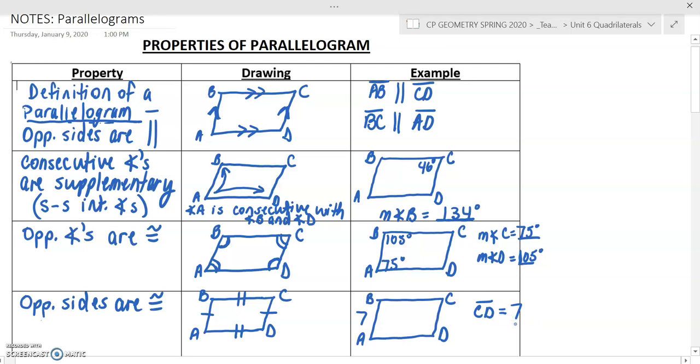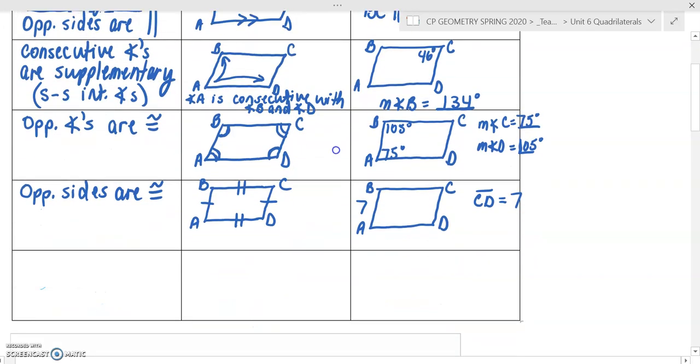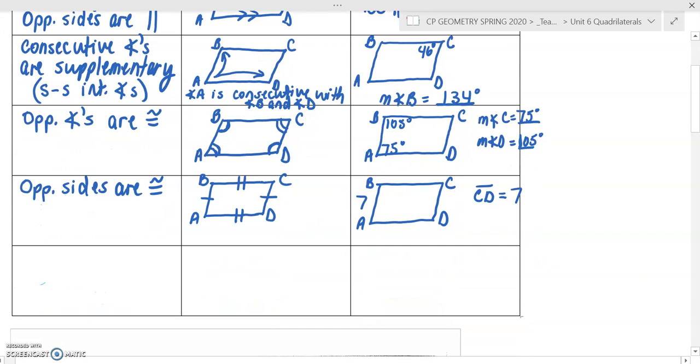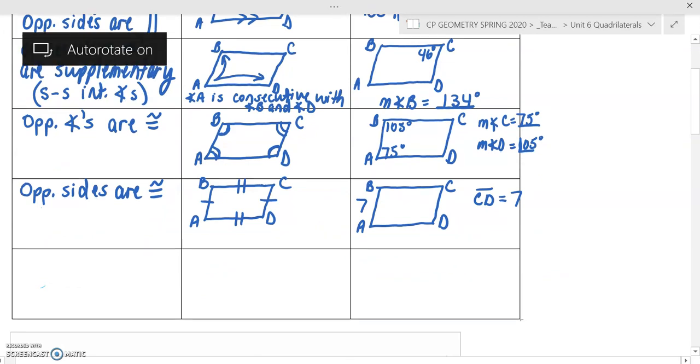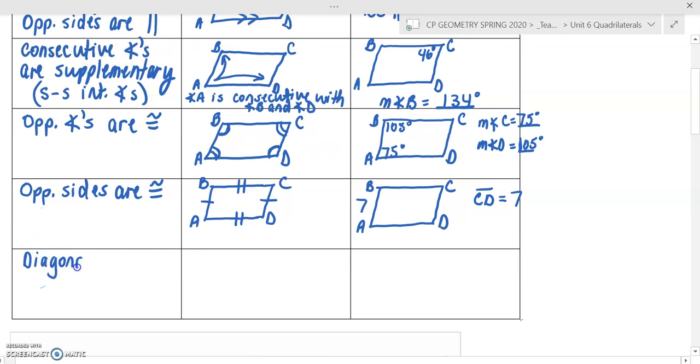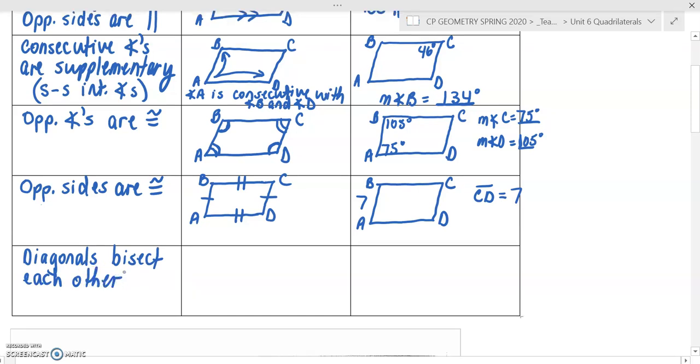All right, last one. Diagonals bisect each other. I'm going to write that in. Diagonals bisect each other. Now, when you think of bisect, it splits it into 2 equal parts.